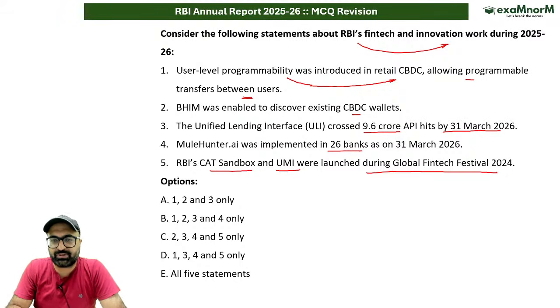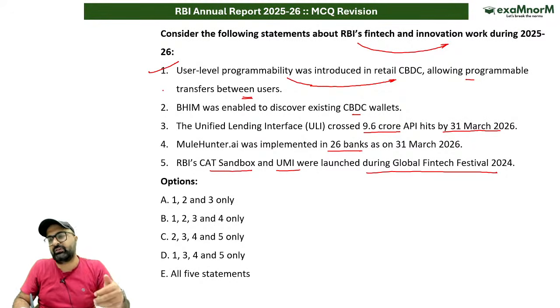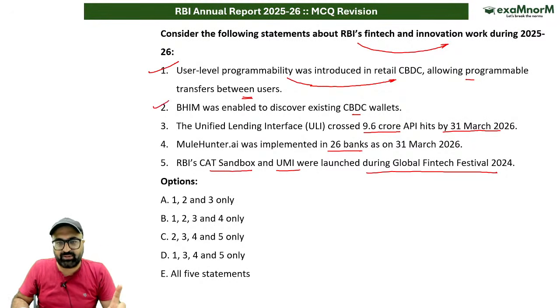What will be the answer to this particular question? So the answer is, first statement is absolutely correct. User level programmability was introduced, correct. Beam was enabled to discover existing CBDC wallet, correct. ULI अभी तक 9.6 crore, correct. Mule Hunter 26 banks, correct.